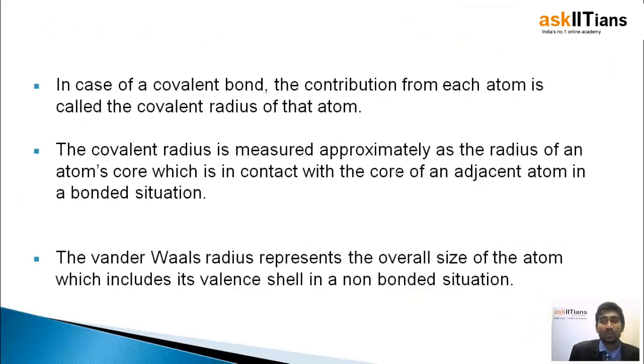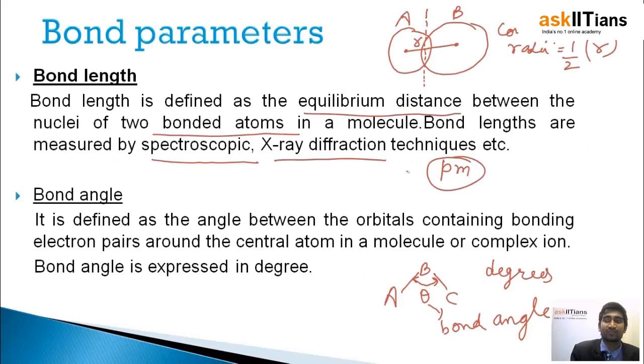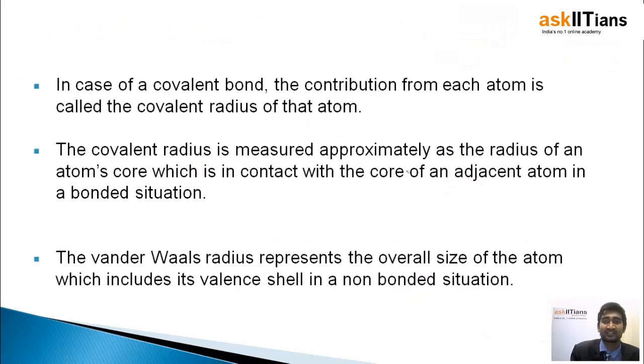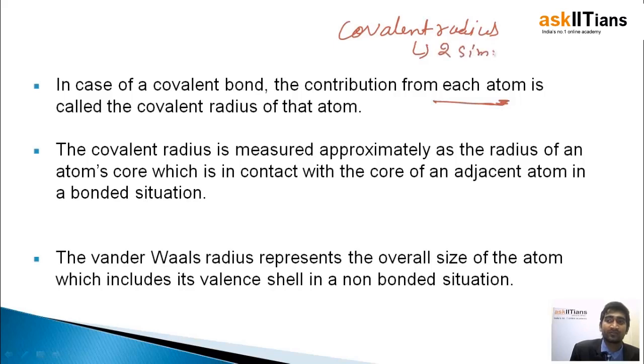Now what happens in a covalent bond? The covalent radius, I told you, to calculate that you have to halve the distance between the nuclei, the equilibrium distance, that is the bond length. So you have to see the contribution from each atom. If you want to find the covalent radius, generally we take two similar atoms bonded covalently.